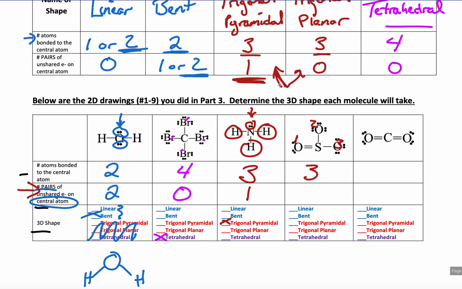Now, the next picture also has 1, 2, 3 atoms bonded to the center. So again, we're in this red range, trigonal pyramidal or trigonal planar. We look more closely at the unshared electrons on the center atom, and we don't see any. Instead of putting them in there, we must have run out. Instead, there's a double bond. So there's 0 unshared, which puts us here, trigonal planar.